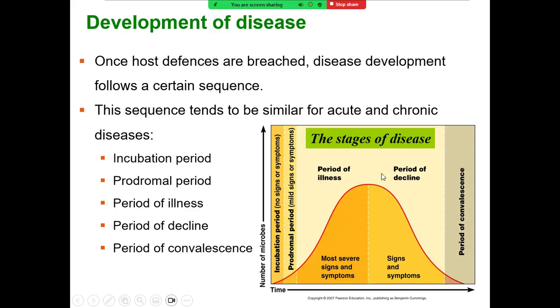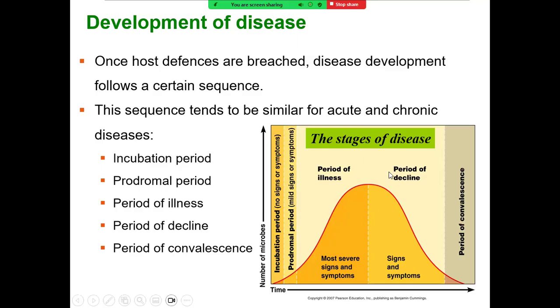The period of illness is followed by the period of decline. This is when the patient starts to feel better. Like when you have a fever, you're in the period of illness. When the fever breaks, you've now entered the period of decline. The signs and symptoms of disease decline. The number of infective organisms in the patient also decline. You have signs and symptoms all the time you're in the period of decline.